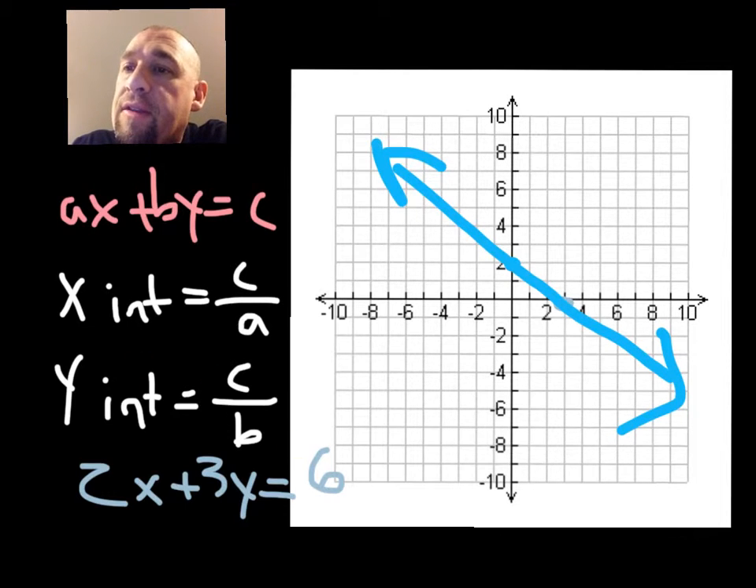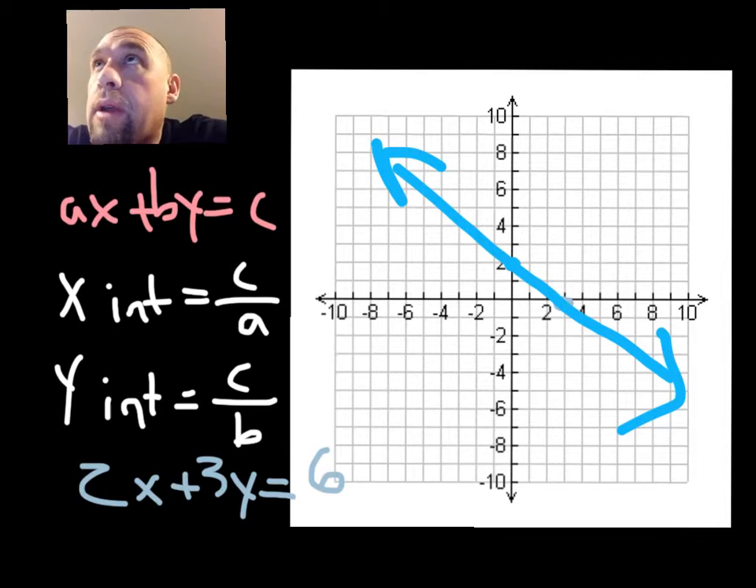Again, 6 divided by 2 is 3. 6 divided by 3 is 2. And we're done. So hopefully this helps you graph two forms of a linear equation, y equals mx plus b form and standard form. And I think that's it.